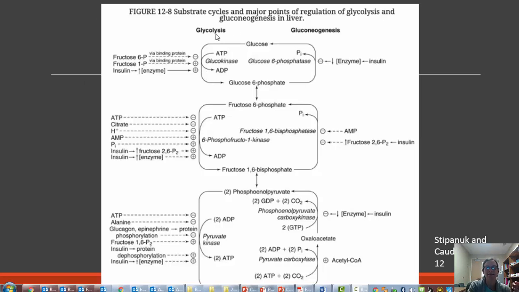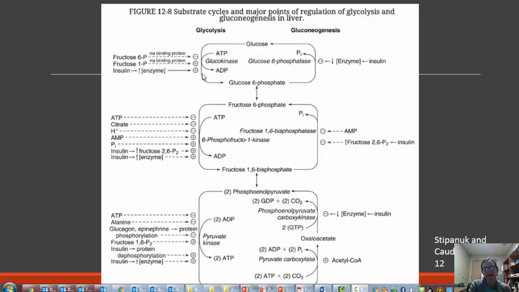So glycolysis is where we're breaking down glucose. We see that fructose 6P is going to have a negative impact on this happening. Well, that kind of makes sense, because if we have fructose 6P here, it's saying, okay, we've already got a lot of this product. Why do we need to keep breaking this down so we have more product? That doesn't make sense. So that's pretty logical.